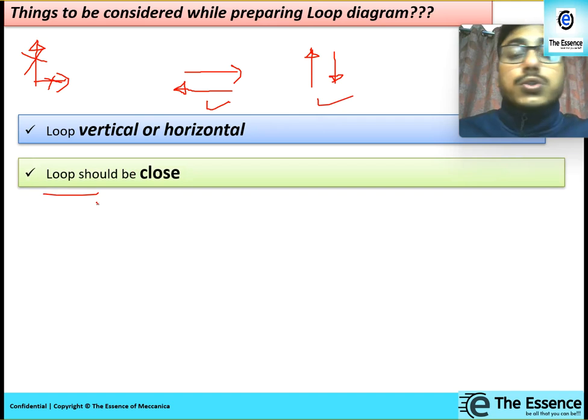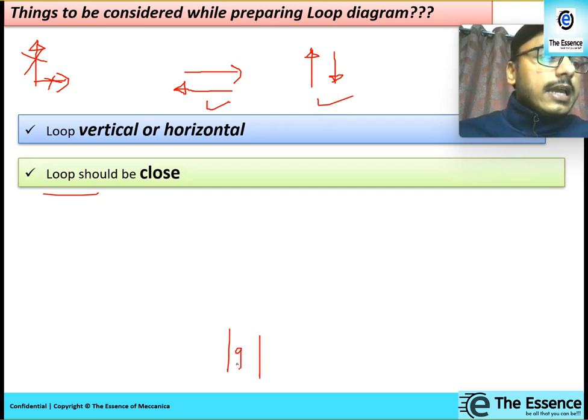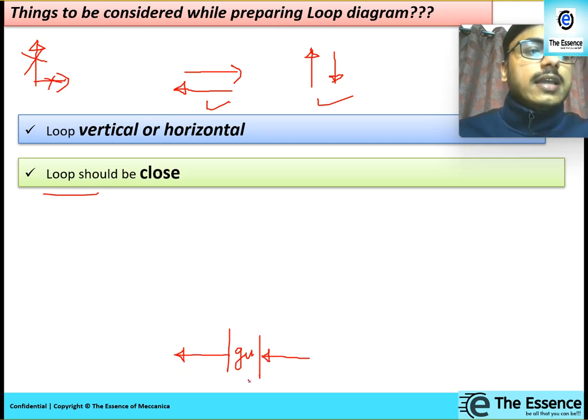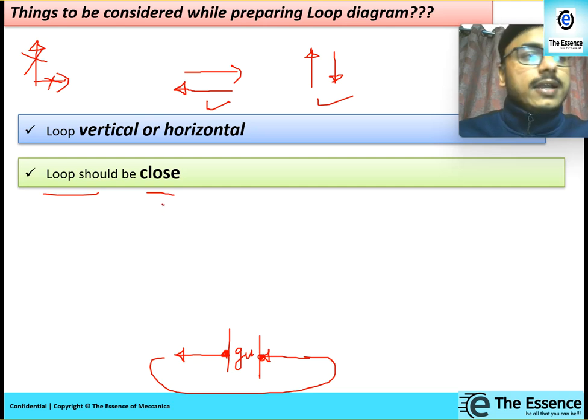The loop should be a closed one. If we are calculating a particular gap, I will start preparing my loop from one end, and I have to end it at the other side of that gap. So in a way the loop is closed. It starts from one end of the gap and should end at the other end of the gap. So in that way the loop is closed. We will practice this, then you will get more idea.